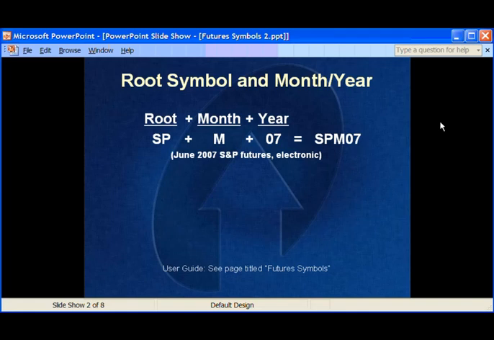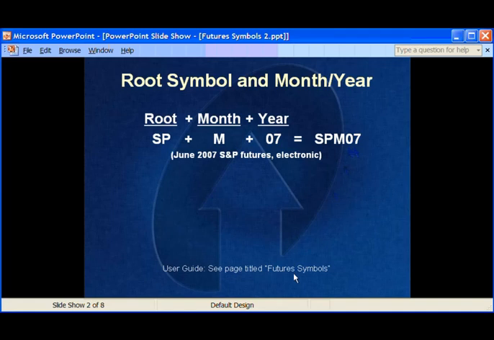First, the basic construction of a future symbol in TradeStation. The root symbol, I used SP for this example, followed by the month, followed by the two-digit year. This is the construction. Of course, we don't actually put in the plus signs. We just type SPM07, June S&P Futures. This would be the electronic. Our future symbols always look for the electronic market unless you designate otherwise. That otherwise I'll show you in just a moment. But with no designation otherwise, we just go right to an electronic contract.